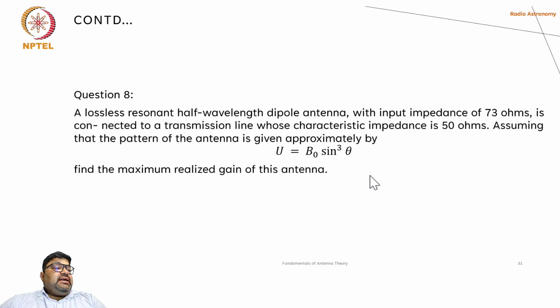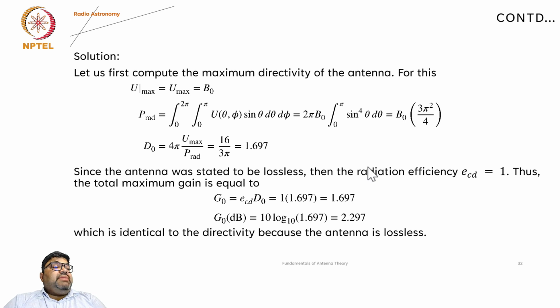We go to the next one, another illustrative problem where U is given by B naught sine cube theta. The input impedance of 73 ohms is connected to a transmission line whose characteristic impedance is 50 ohms. Assuming U is given by B0 sine cube theta, find the maximum realized gain of this antenna. So U max is nothing but B naught, and P rad is given by B naught 3 pi square by 4. So we calculate this too, and we put it into the formula of D naught, which is 1.697.